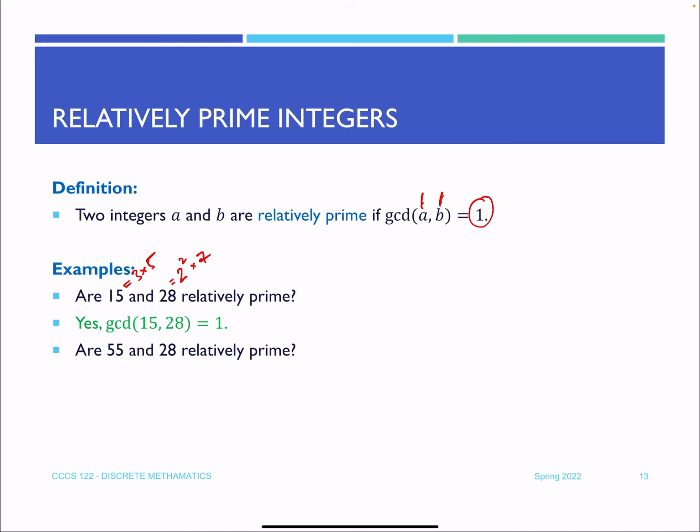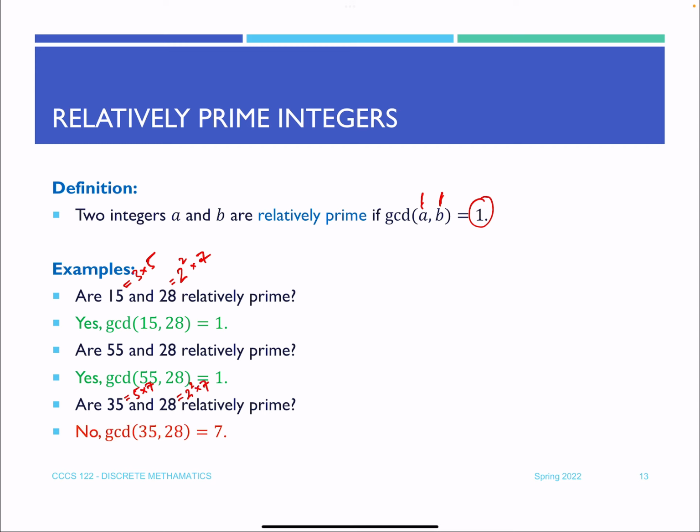We have 55 and 28. Same thing. Their GCD is also 1, which makes them relatively prime. And what about 35 and 28? 35 can be written as 5 times 7. 28 can be written as 2 squared times 7, which means the GCD is 7, which means 35 and 28 are not relatively prime.